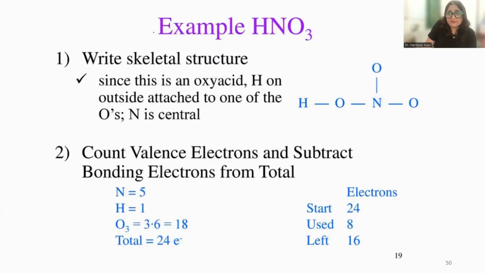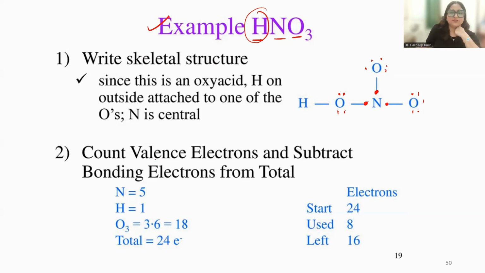If I go for this example first, HNO3. Here there is H, there is N, and this is oxygen. Since it is an oxyacid, H is on the outside, N is in the center, and O is on the other side. N has 3 bond pairs, and it can be attached easily to oxygen, like this. So count the valence electrons.